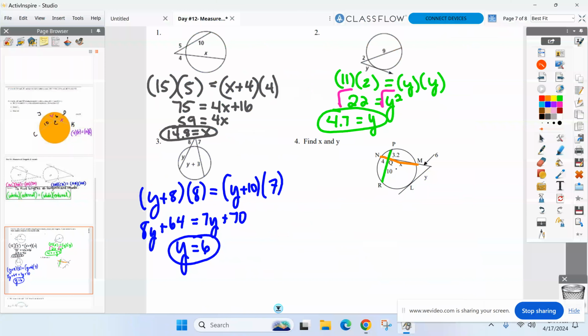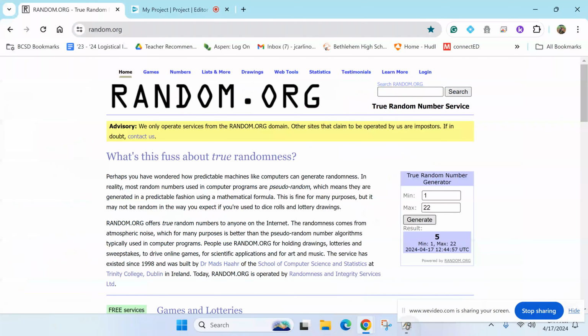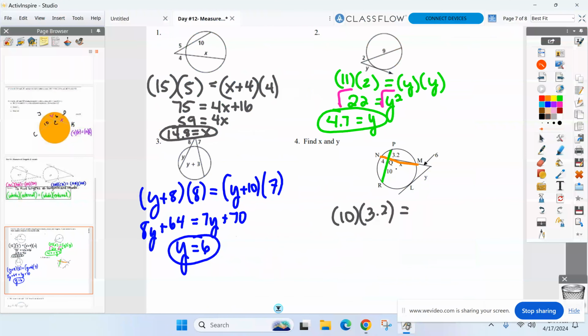10, 3.2. So from yesterday, I'm going to go 10 times 3.2 is the same value as, go to the other chord now and give me the 2 parts. Jared again, 2 parts of the other chord. 4 and... There you go. So this is where I have to start, by doing the chords.